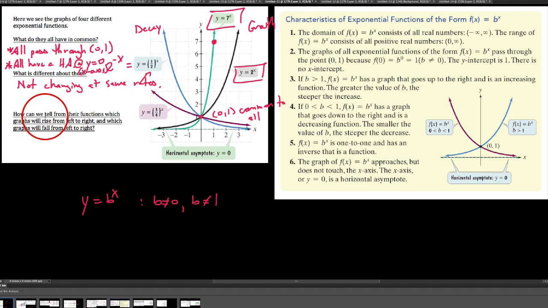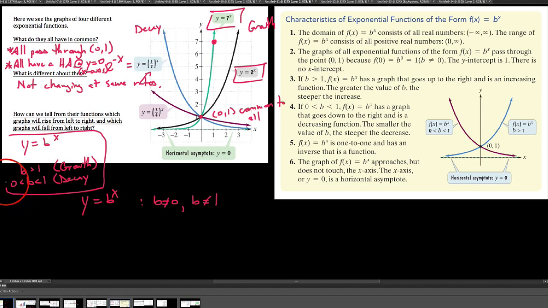Okay. We can say, how can we tell from their functions which graphs will rise from left to right and which graphs will fall from left to right? So in terms of rising, I notice that these two functions here, the bases are 7 and 2, whereas if they're falling, I get 1/2 and 3/4. So what we'll say is this. For y equals b to the x, if b is bigger than 1, then we're talking about growth. We are going to rise as we go from left to right. And if b is a proper fraction, that is, if it's between 0 and 1, we're going to say that we get decay. And these are the only two possibilities that we can get here, and it's easy to recognize just by looking at the function.